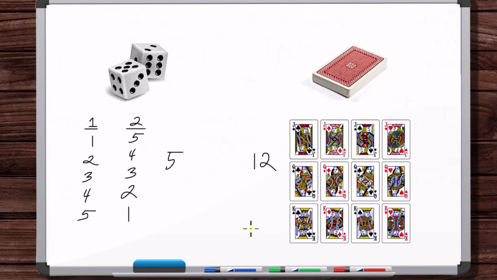We have to then look at the card and see it needs to be a face card as well. In that case, what are the total number of different outcomes that will result in a win? Well, it's 5 times 12.